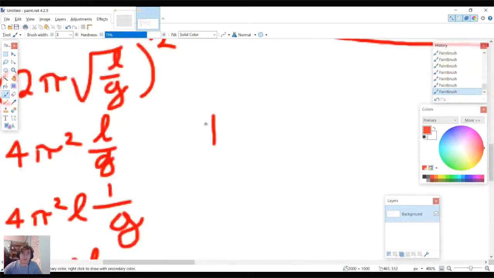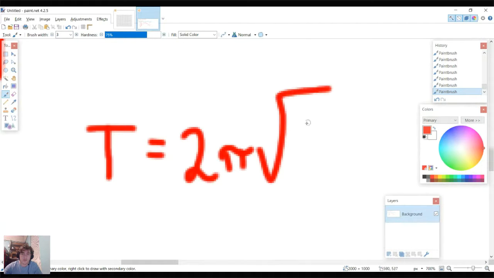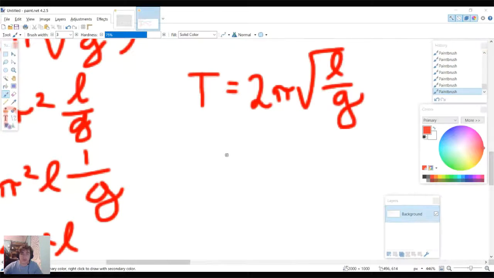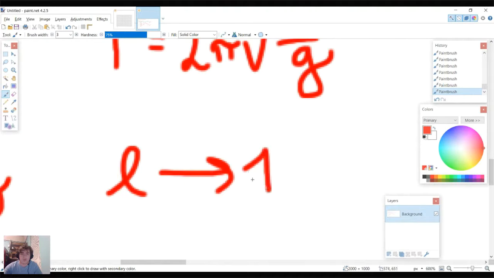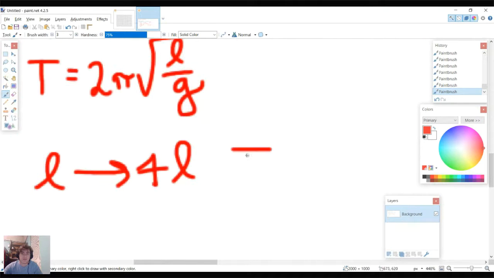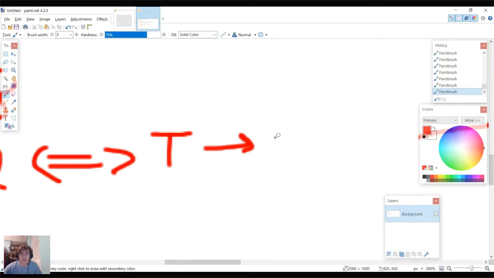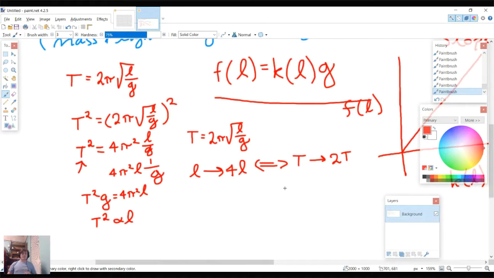If we have t equals 2 pi root L over g, let's look in the case of 4. So let's say we have L going from L to 4L. This statement is equivalent to, that's what that double arrow means, t going to 2t. So that sort of implication there just means you plug in 4L for L, and it spits out the result.